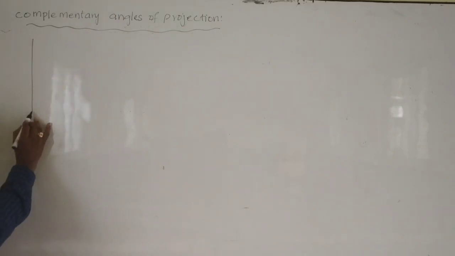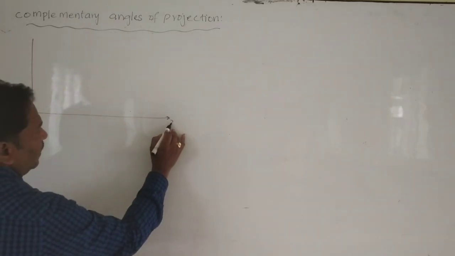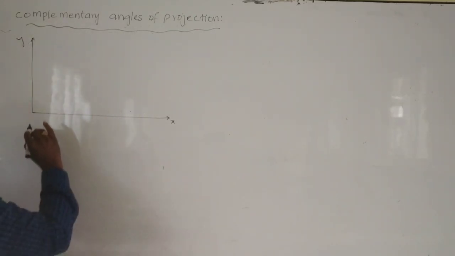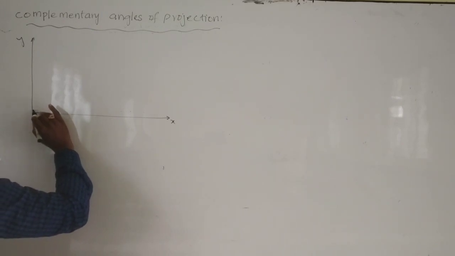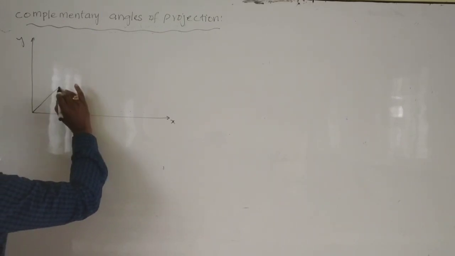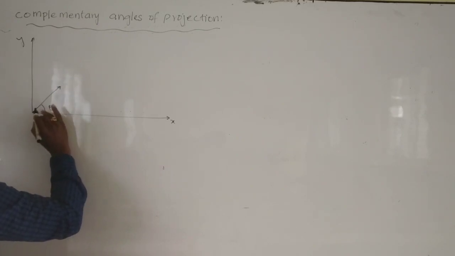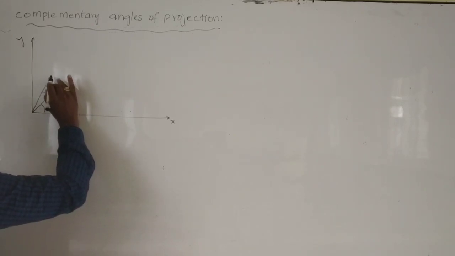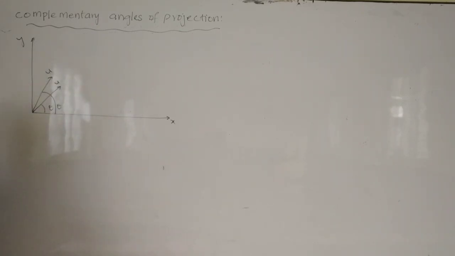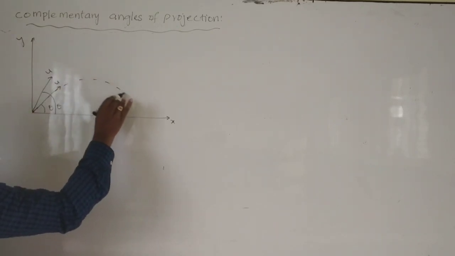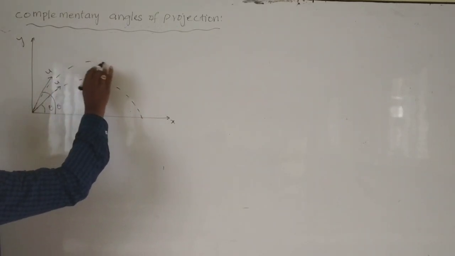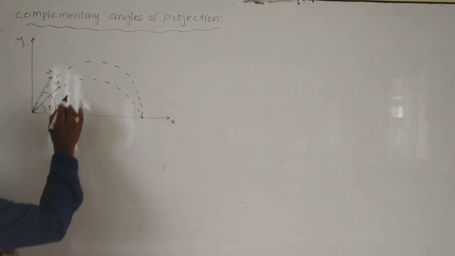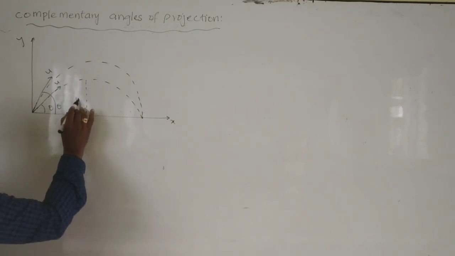Suppose this is the x-axis and this is the y-axis. Two particles are projected, one with theta and another with 90 minus theta, both having the same velocity. These two particles having the same range are called complementary angles.